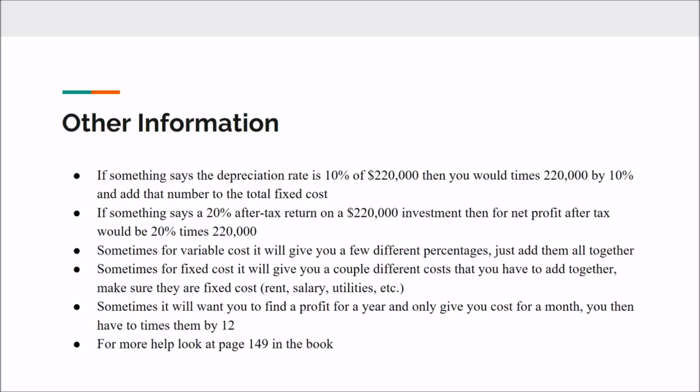Sometimes it will want you to find a profit for a year and it'll only give you a cost per month. You then have to times that by 12 and you'll get your answer. For more information, look at page 149 of the book for reference.